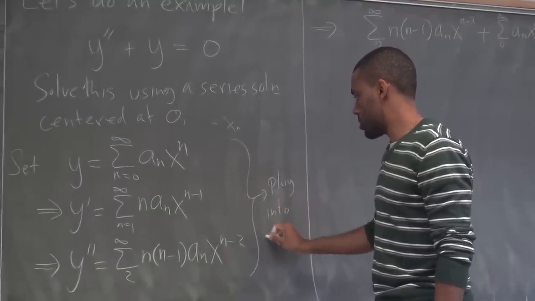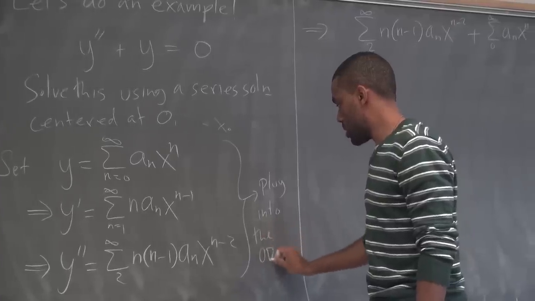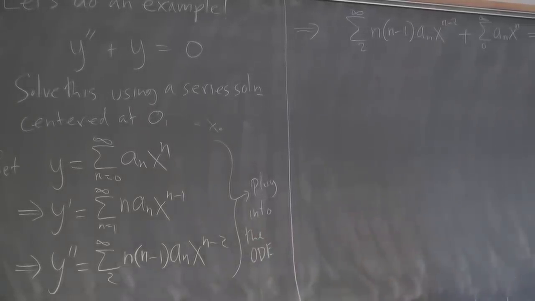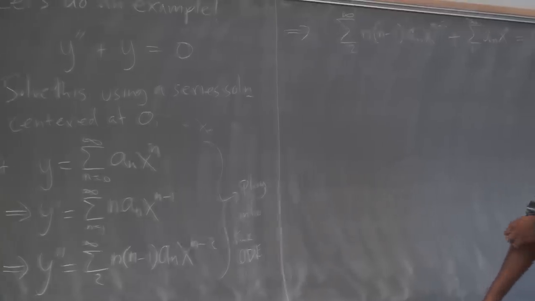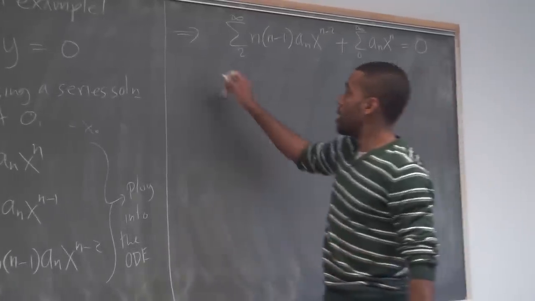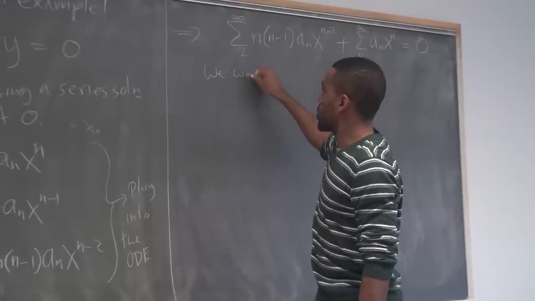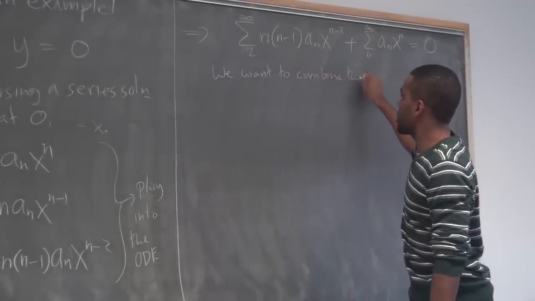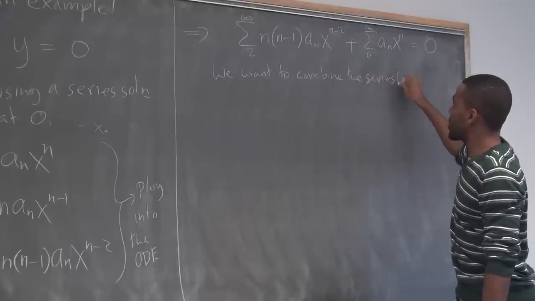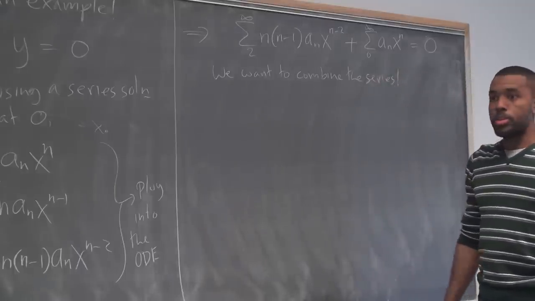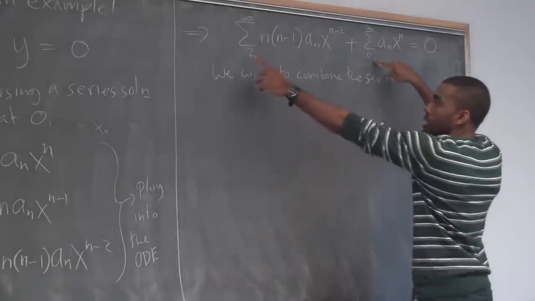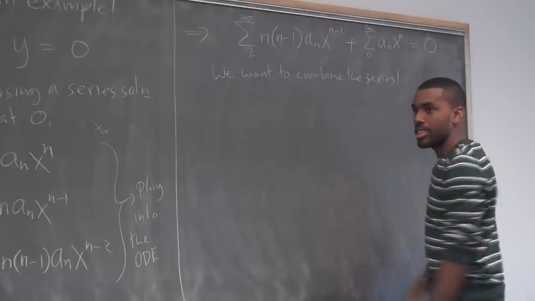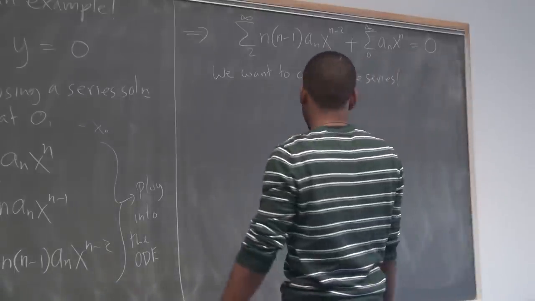This is a very similar concept. We'll do tons more examples next time. I'm just going to try to run through this. Right. So now that we have this, we want to combine the series at this point. We have several obstacles, though. One, they start at different points. Two, they're not similar terms. Three, but we fortunately know how to deal with that.